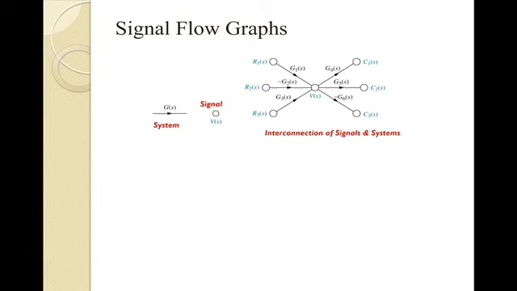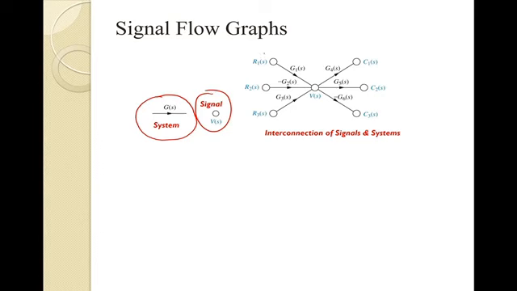So first, signal flow graphs, a little bit of nomenclature to start with here. For signal flow graphs, we are going to use the following conventions. For a system, for example, G of S, we're going to use a straight line with the nomenclature of G of S notated on that line somewhere. And then a signal will be denoted as a node, in this case, V of S. And so we can see the interconnection of the signals and systems as shown here.